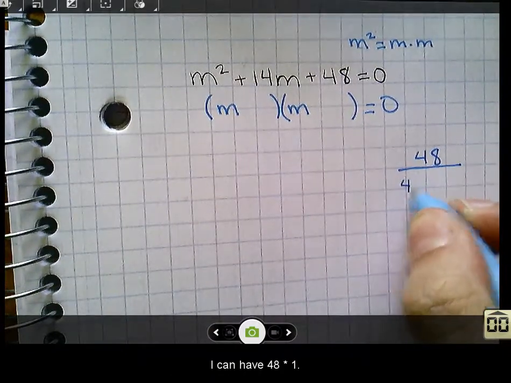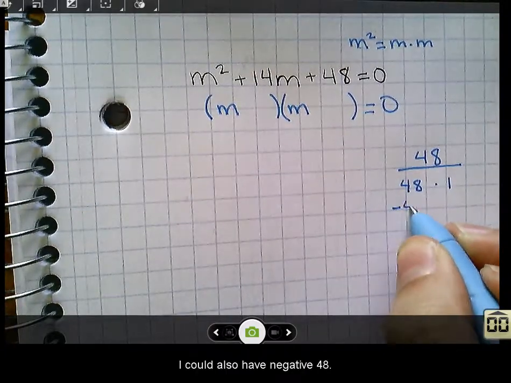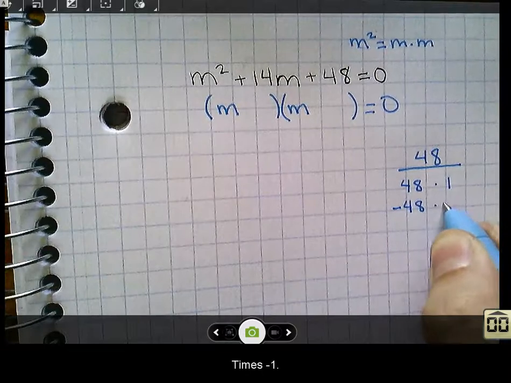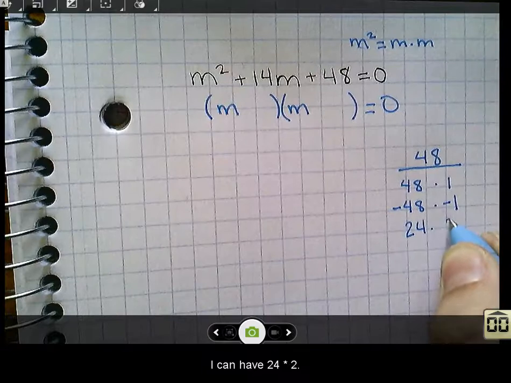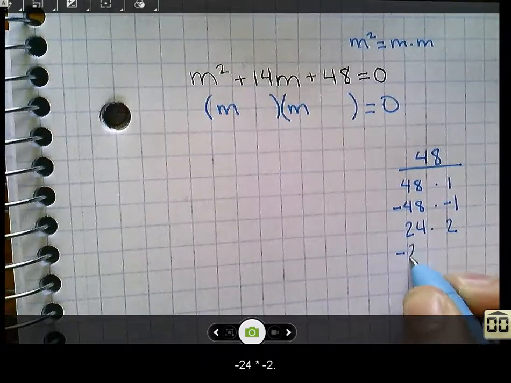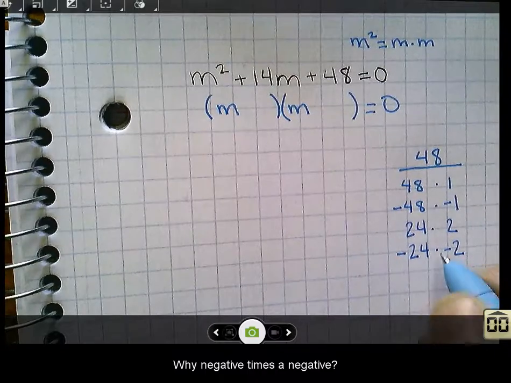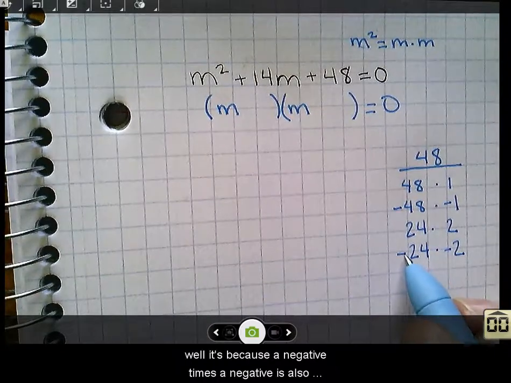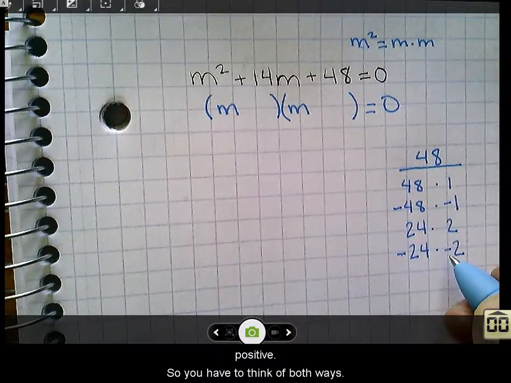I could have 48 times 1. I could also have negative 48 times negative 1. I could have 24 times 2. Or negative 24 times negative 2. Why negative negative? Well, it's because a negative times a negative is also positive. So you have to think of both ways.